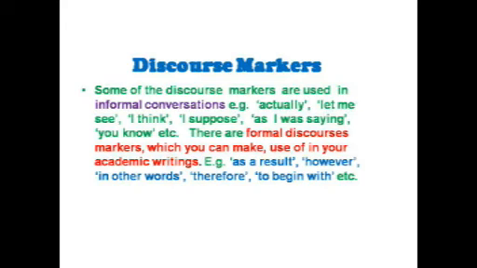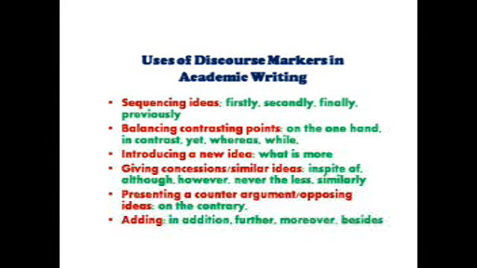Some of the discourse markers are used in informal conversation, like spoken English, like actually, let me see, I think, I suppose, as I was saying, you know, etc. But there are formal discourse markers which we need to study, which can be used in our academic writing. Example like as a result, however, in other words, therefore, to begin with, etc. Now we are going to see more about the functions of discourse markers and how they are used.